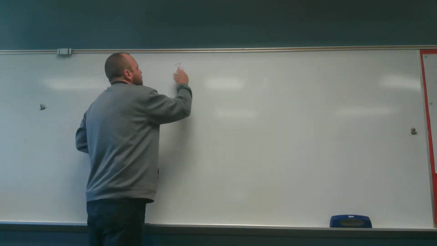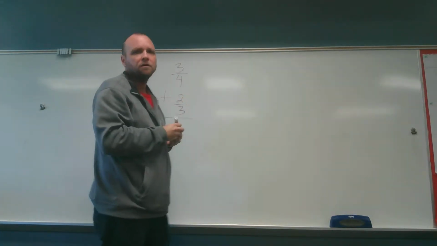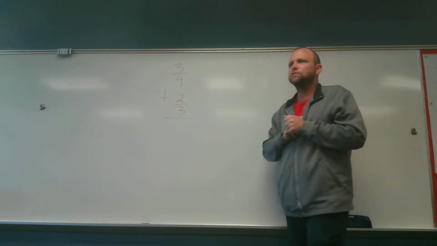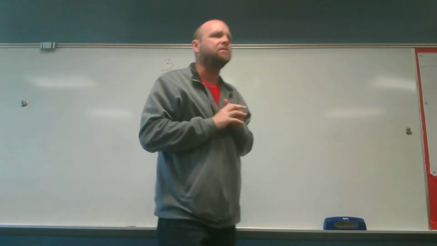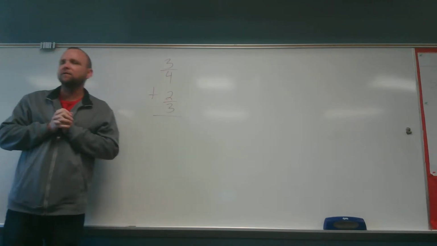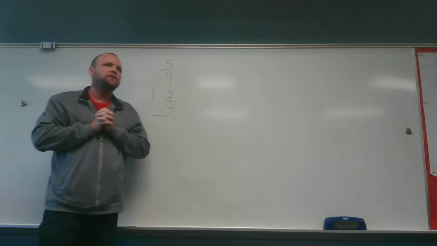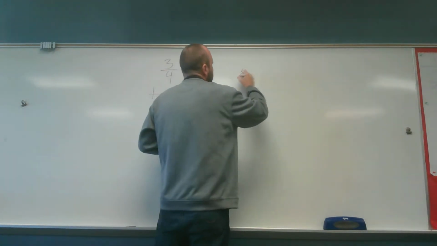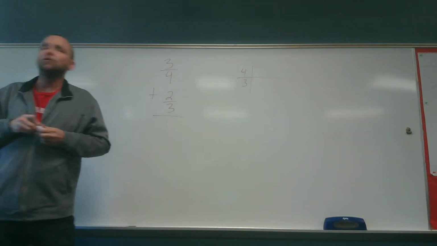Let's take 3/4 plus 2/3. We need to find the sum of 3/4 and 2/3. Kinley, what is our first step when we're doing this? We need to find a common denominator. Good. And Colin, how do I find a common denominator? Write the multiples. Good. I'm going to write the multiples of our two denominators. So it's like multiples, multiplication chart.